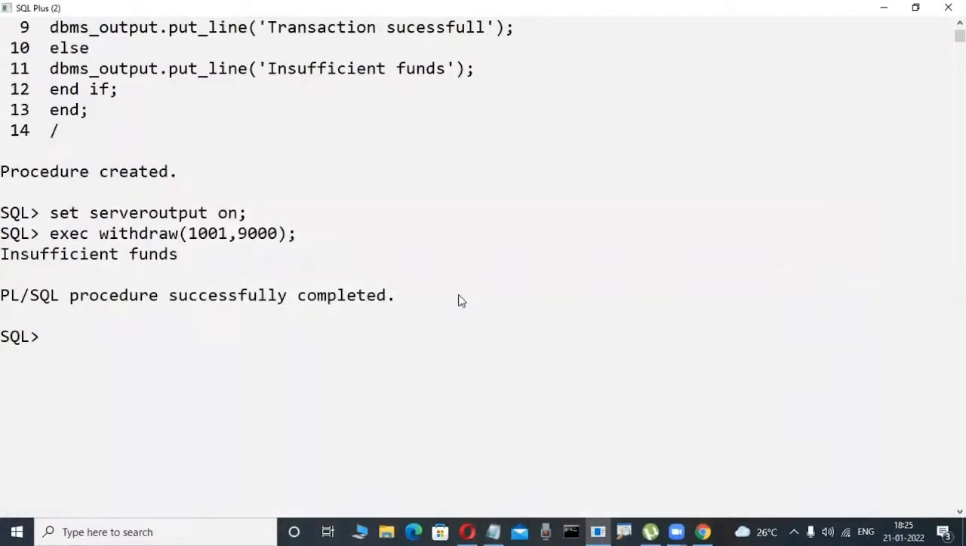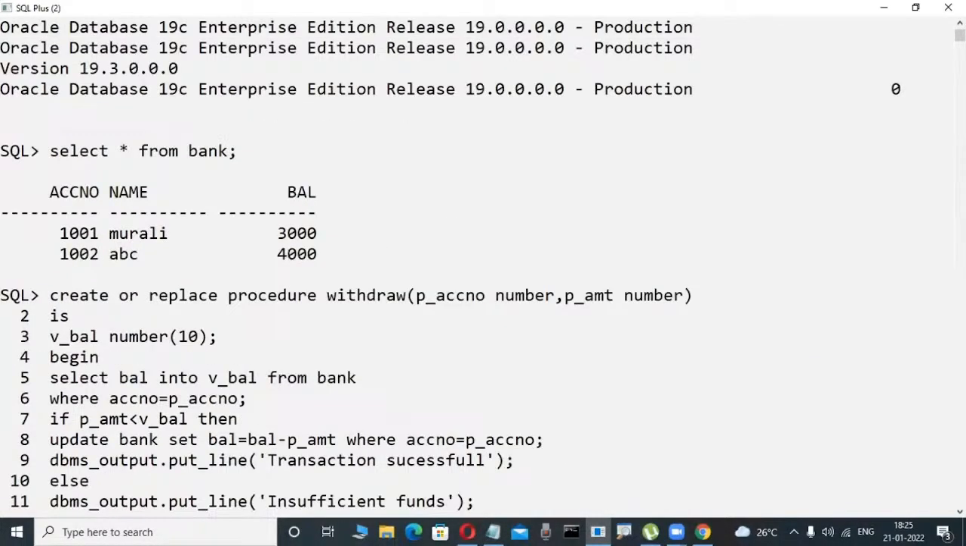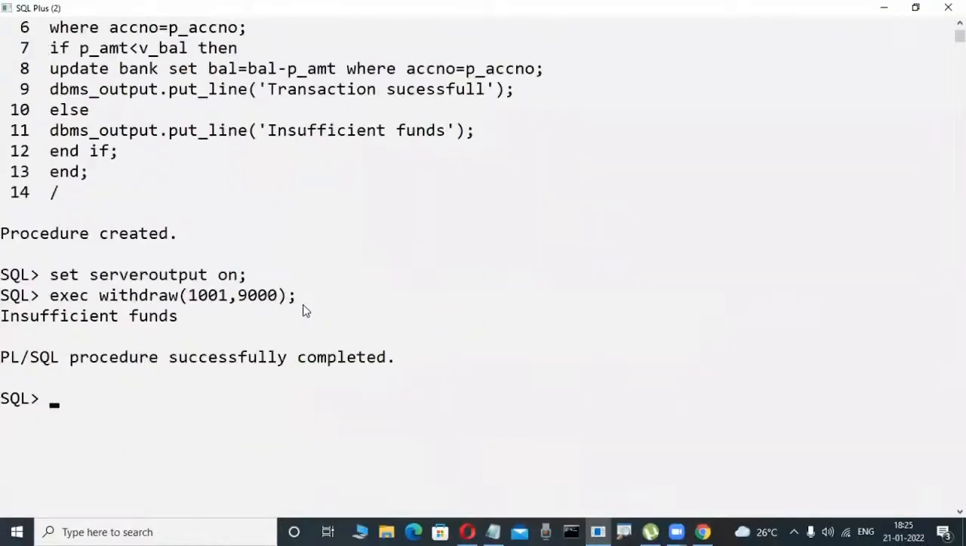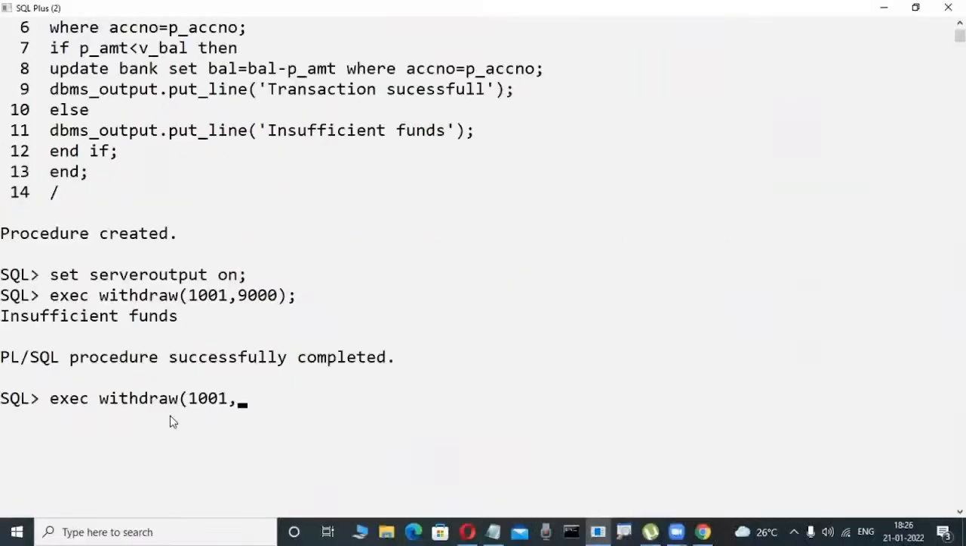And now here, check it out. For example, in this case, my balance is 3,000. Now I try to withdraw 2,000 rupees, for example. And now here, check it out. Here, observe it here. Now 1001 is my account number. I try to execute withdraw again. Okay, so now here, the procedure, I try to withdraw 2,000 rupees.